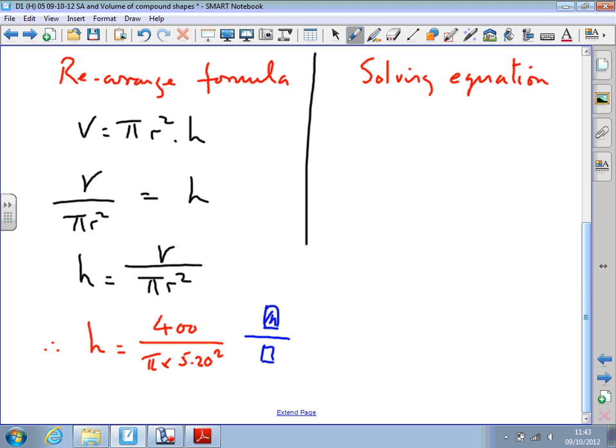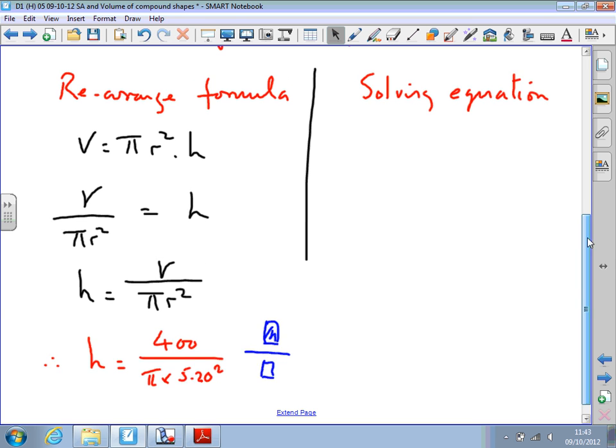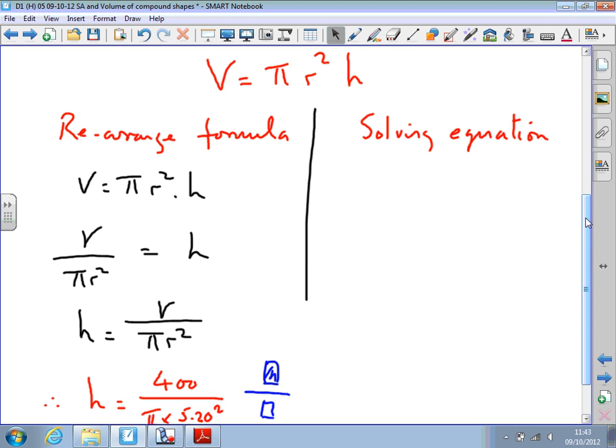The other way to do it is to form a little equation and then solve that. By that I mean rewrite this formula here and put in what you know. I know that the volume equals 400 equals pi times 5.2, because I know the radius, squared, times h. Now it's appropriate to use this times symbol because I've started putting numbers in. Now I've got a little equation and I've got to try and find out what h is.